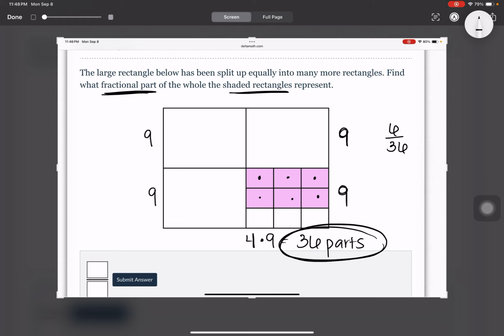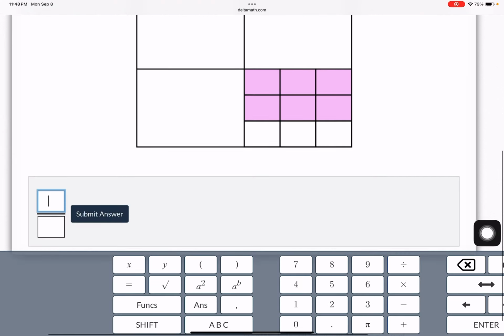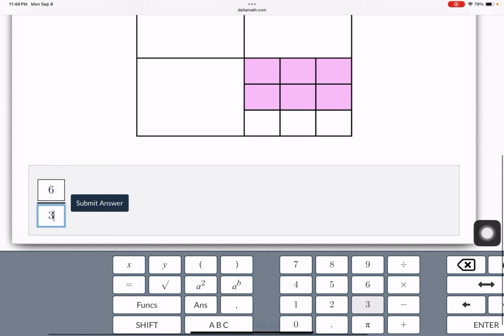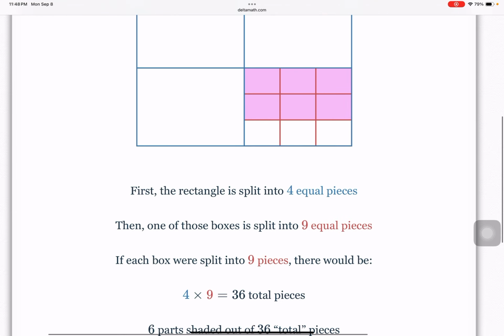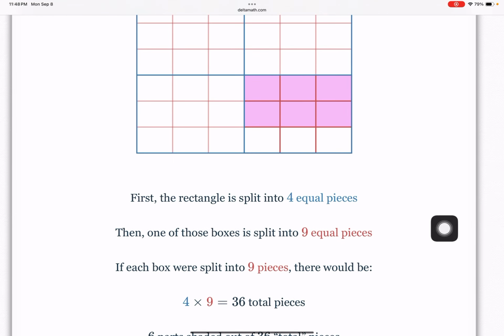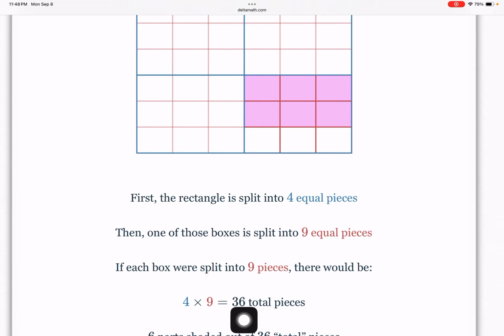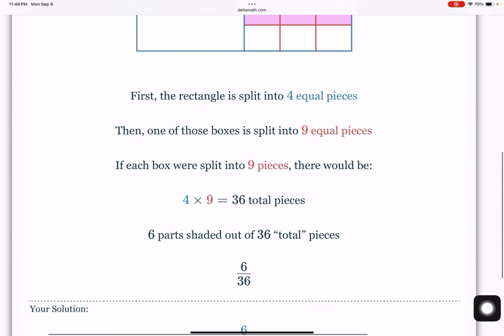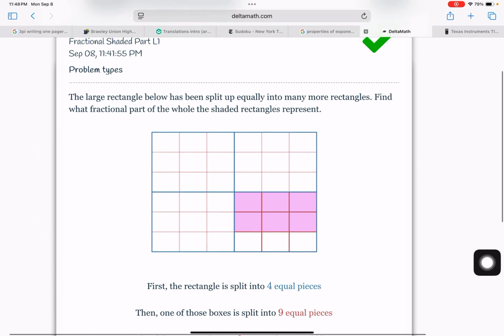So let's see if that's true. I should be writing it down here, 6 and 36. Let's see if it gets it for us. All right, and it does. How they explain it, once again, is there are 4 equal pieces, and each box is split into equal pieces. 4 times 9 is 36. There's a total of 6 shaded sections, so it's 6 out of 36. All right, let's check out the next one.